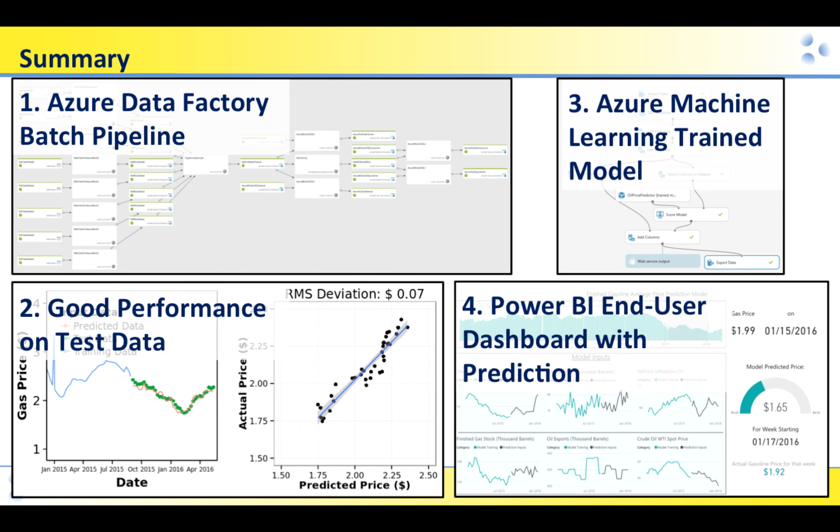So in summary, I built an Azure Data Factory batch pipeline to automate the pulling of the data, the scoring of the data, and then output to the dashboard, so that this, as an operationalized solution, sits and runs in the background every week. It pulls off new data, allowing the decision makers to keep an eye on what's happening. I looked at a variety of different machine learning models and found reasonable performance on the test data, and then used that to build a machine learning model in the Azure Machine Learning Studio, and finally built a Power BI end user dashboard that contains the prediction and allows the users to monitor the overall situation.